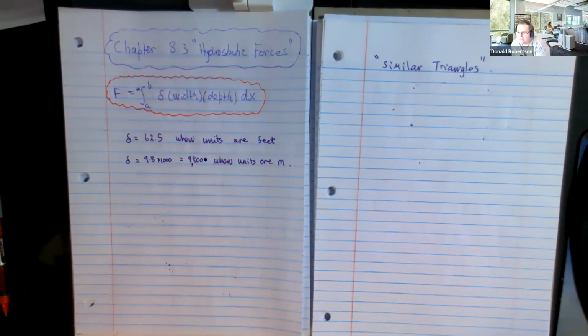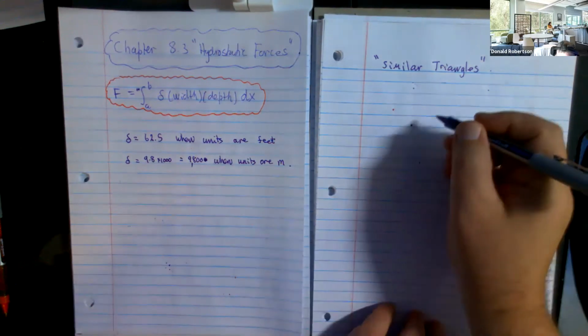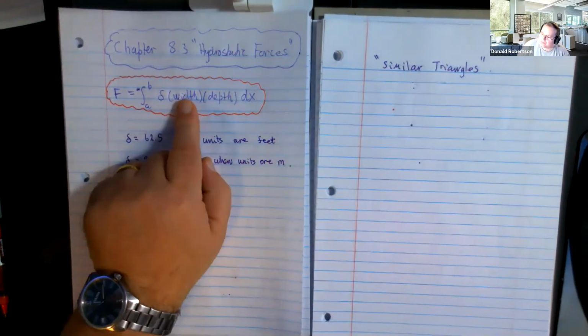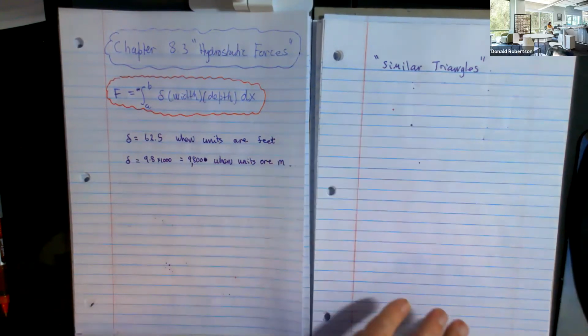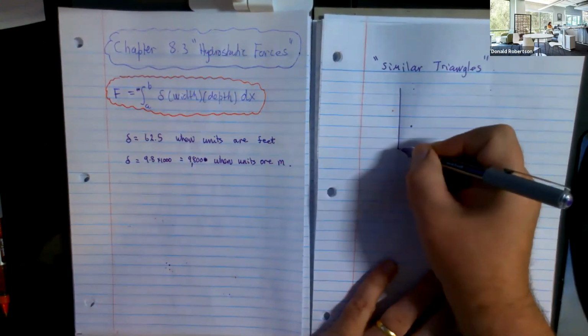So these triangles that are under the water, do you notice that if you had a triangle at the top, it's a different width than it is at the bottom, right? Because the triangle has a shape where it funnels downwards or upwards, whatever direction it's pointing. So we need to have a way of telling what the width is in terms of x. And that's where the similar triangles come in. So let me show you similar triangles.